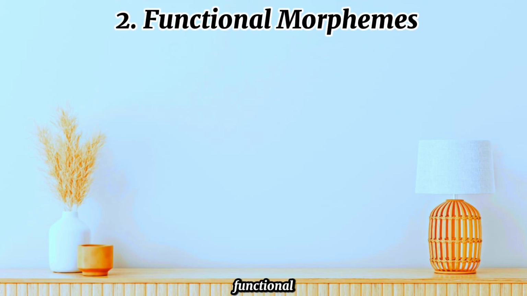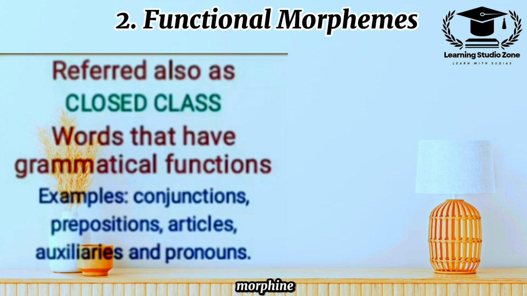Number two, functional morpheme. Functional morphemes can also be referred to as closed class because we can't add more morphemes to them. We have the conjunctions, prepositions, articles, auxiliaries, and pronouns. Because these are words that have a grammatical function, we can say that these are the functional morphemes.